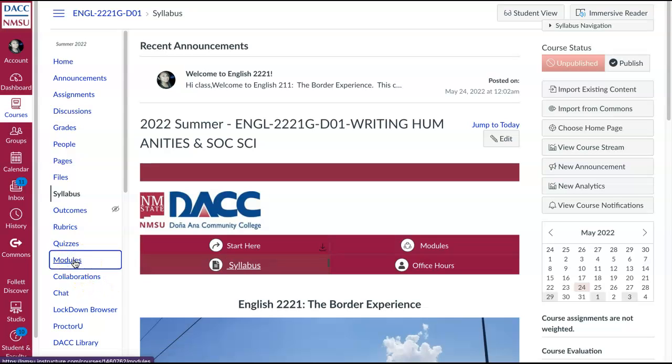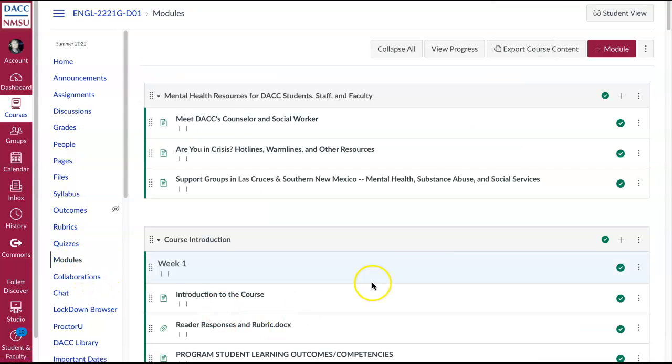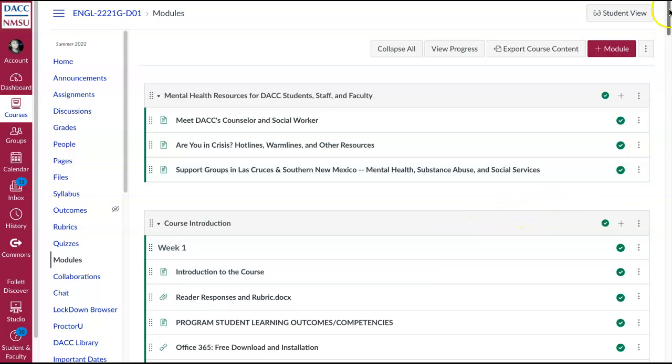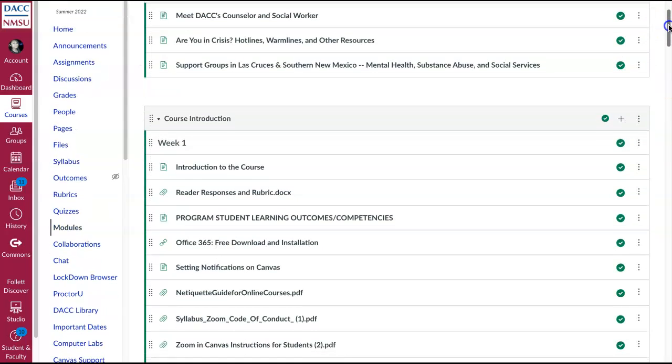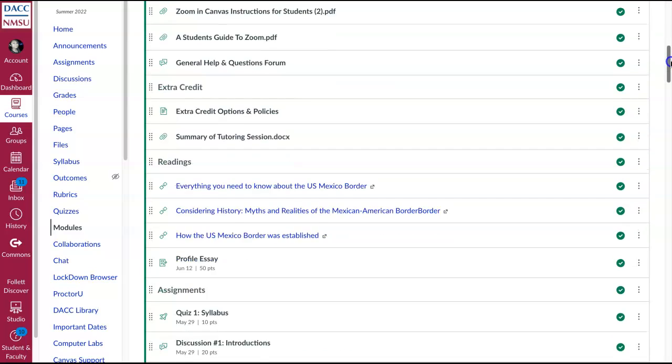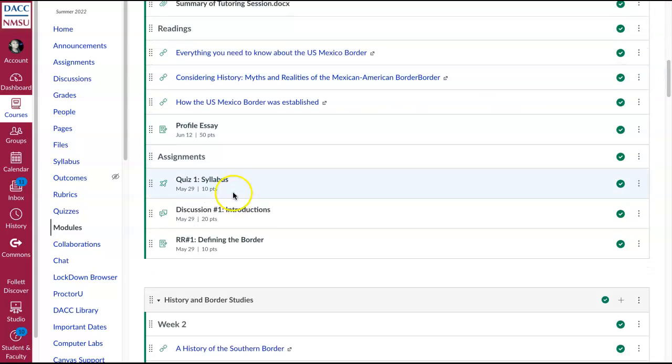And once you go to the modules, you will see that I have them organized by week. So obviously for the first week, you want to go ahead and go over all of this information. And then I have the assignments that are due for that week.